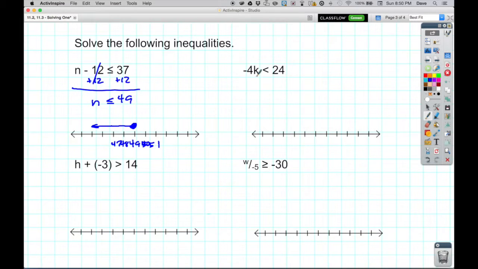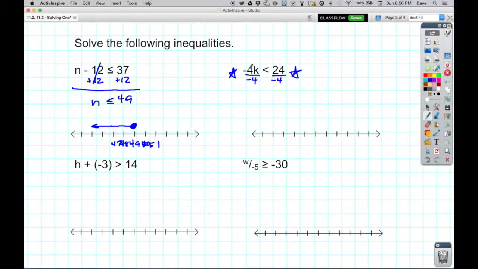Let's take a look at this one, though. Negative 4 times k is less than 24. So the move here would be to divide by negative 4. What I do to one side, I do to the other. Now, what I recommend is that anytime you have this special case come up, where I just divided both sides by a negative, I like to star the problem to remind myself there's something special going on here.